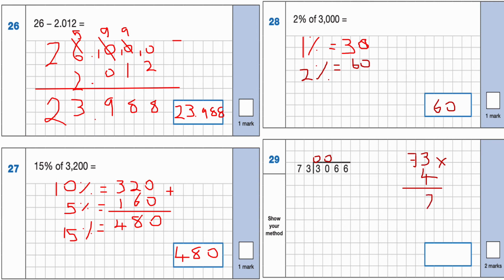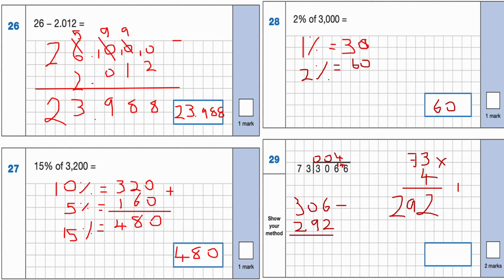3 times 4 is 12. 4 times 7 is 28, plus the 1 is going to be 29. I know that the next number above will be bigger than 306, so the answer is going to be 4, and then the remainder is going to be 14, isn't it? Because 306 take away 292 is going to be 14. But let's just double check it here. 306 take away 292 will give us the remainder.